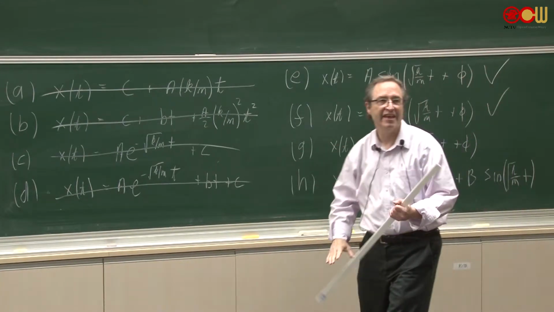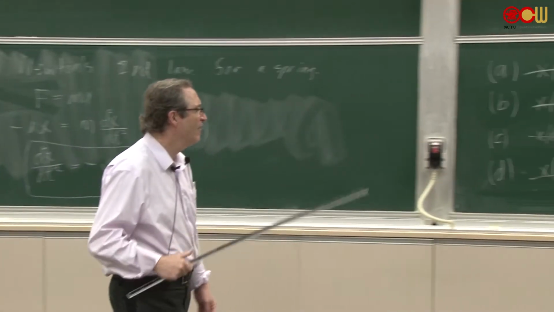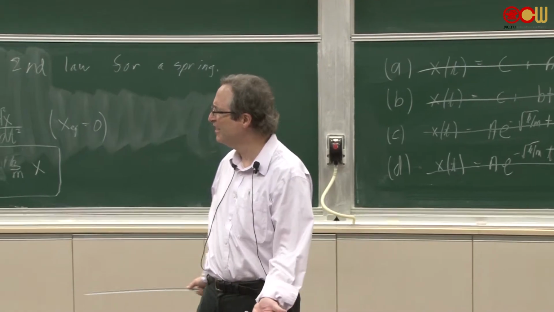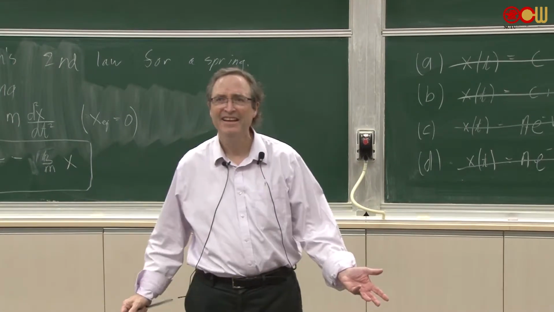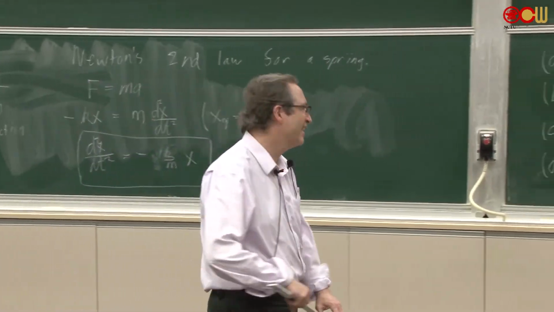What about g? Does g work? It does not work. Take the derivative of the tangent, you get what? Cosecant squared or something like that? Take the derivative of that, you get some mess. You're not going to get back to the original.